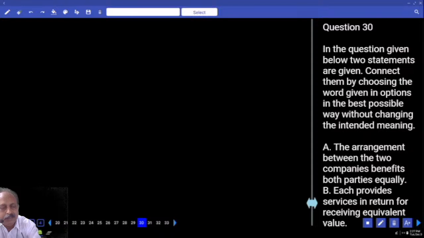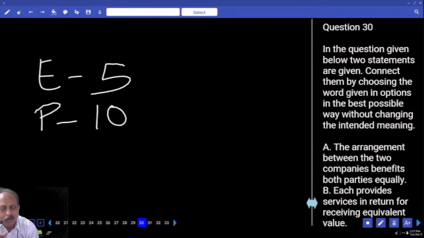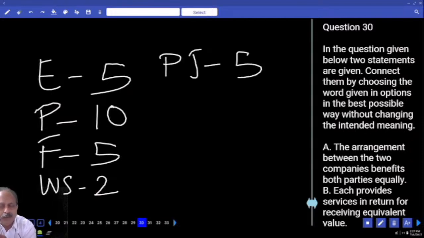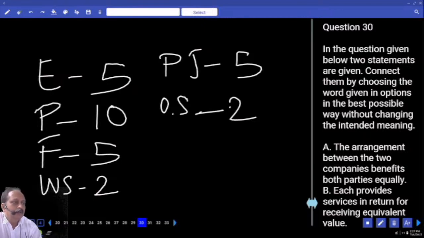What are the first 5 questions? Passage, how many? 5. After that what did you get? Fillers? 5. Very difficult. After that what? Word swap, how many? 2. Then what is it? Parajumble. Okay, how many? 5. After that you got something else. Opposite. Okay, how many? 2. Total how many? Connector 1. Yes. Am I right?